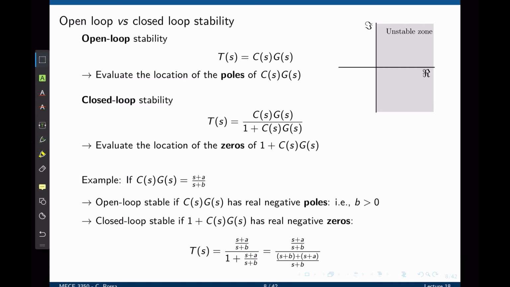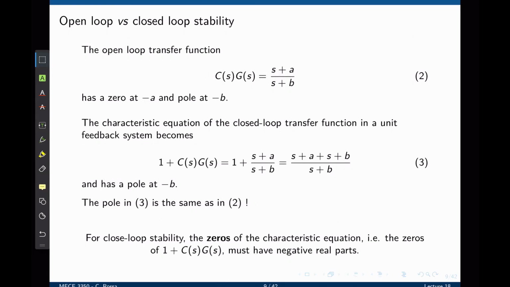So when dealing with the characteristic equation, we are now dealing with the zeros of the characteristic equation to assess stability of the closed loop system. The open loop transfer function G(s)C(s) equals (s + a)/(s + b) has a zero at negative a and a pole at negative b. The characteristic equation of the closed loop transfer function in a unit feedback system is given here: (s + a + s + b)/(s + b).